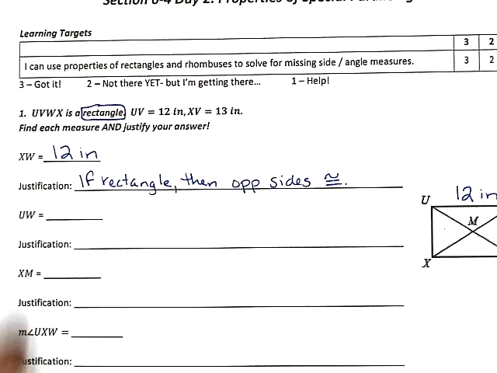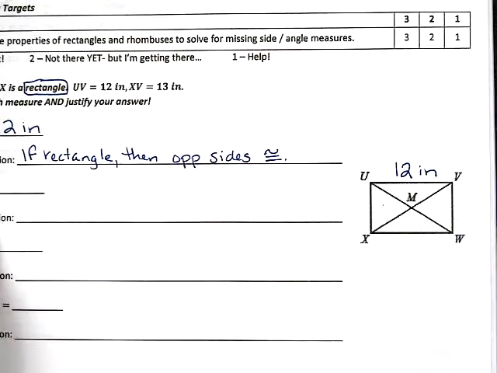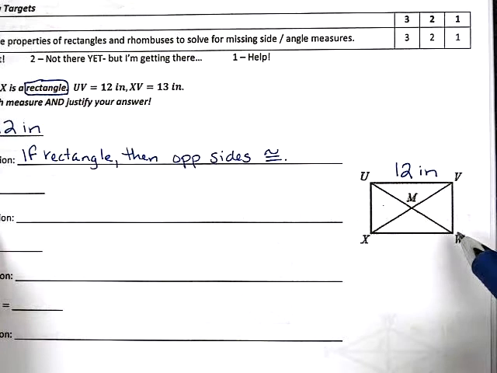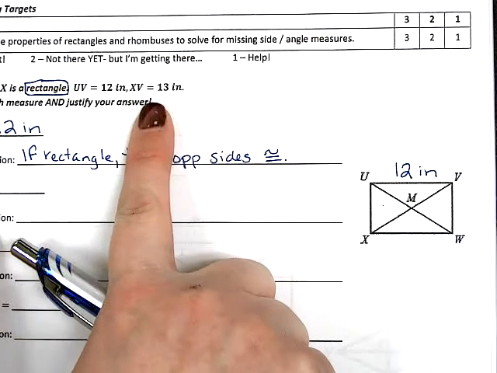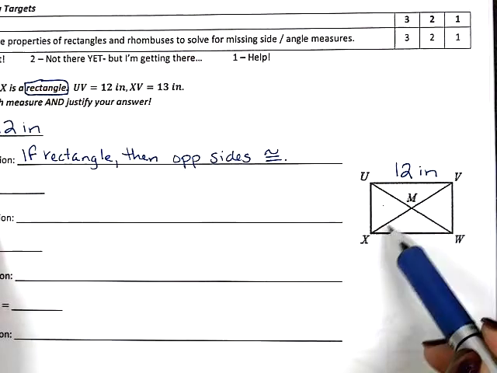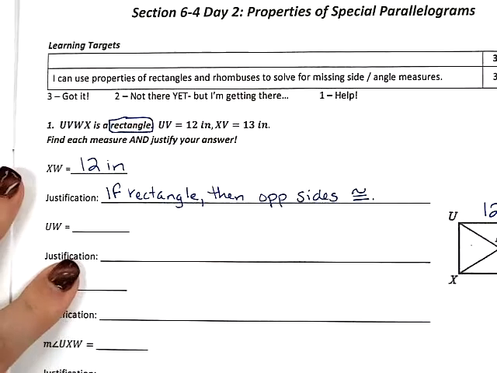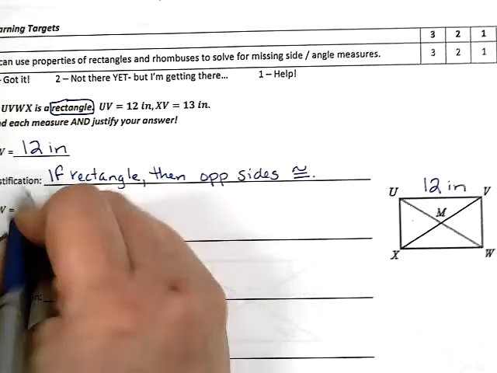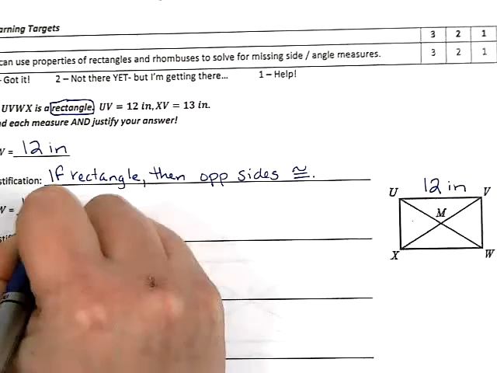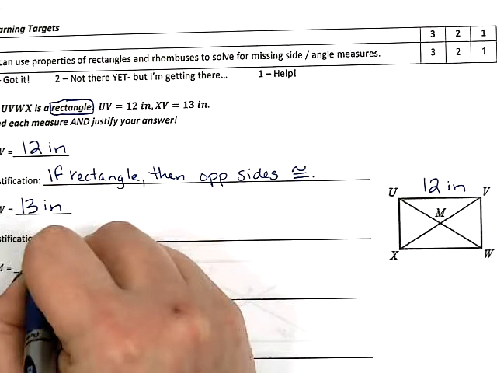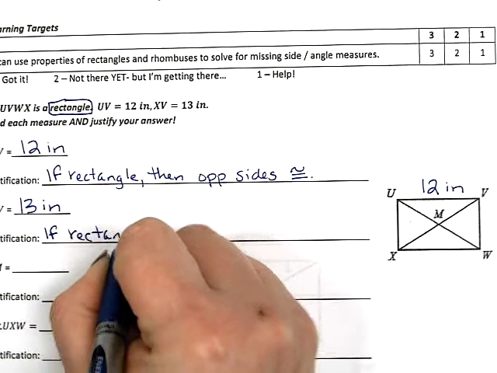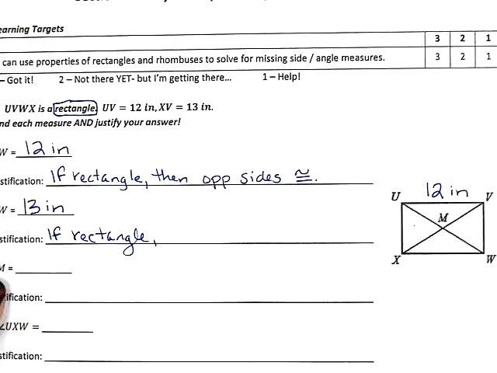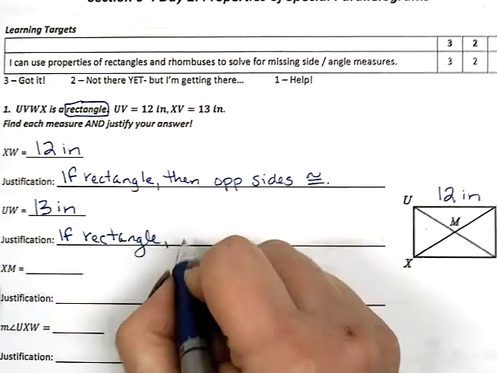Okay, well then we're looking for UW. Alright, so let's look at our picture. UW is one of the diagonals. Well, the other given up here is that XV is 13. XV is also a diagonal. And we know that in a rectangle, the diagonals are congruent. So UW is also 13 inches. And again, our justification always starts with: if rectangle, for this one, because that was what we were given. We were given a rectangle. So if rectangle, then diagonals are congruent.